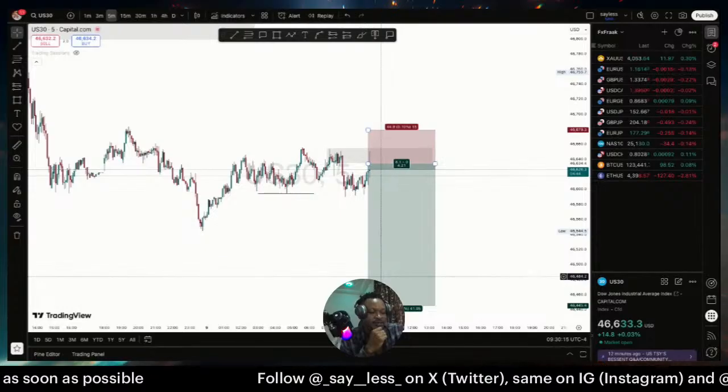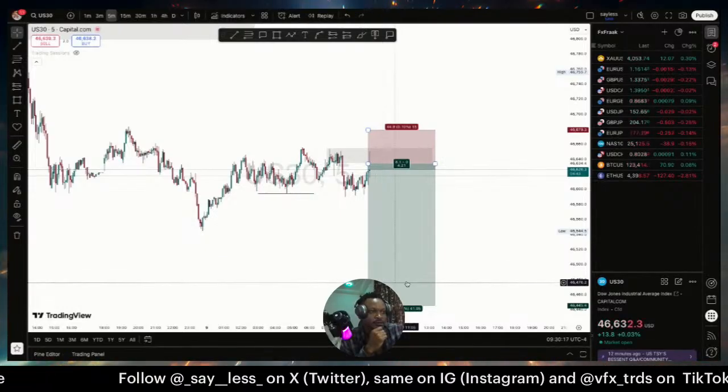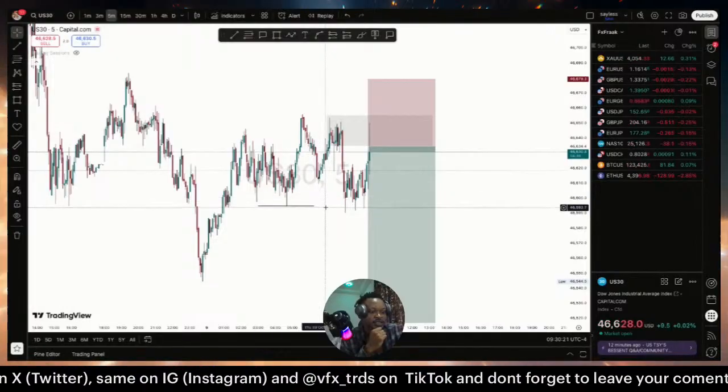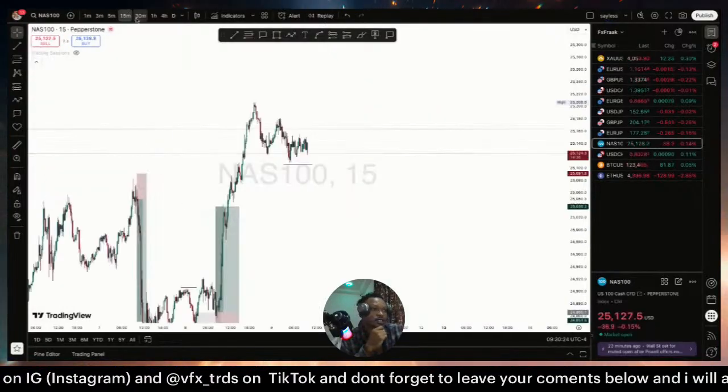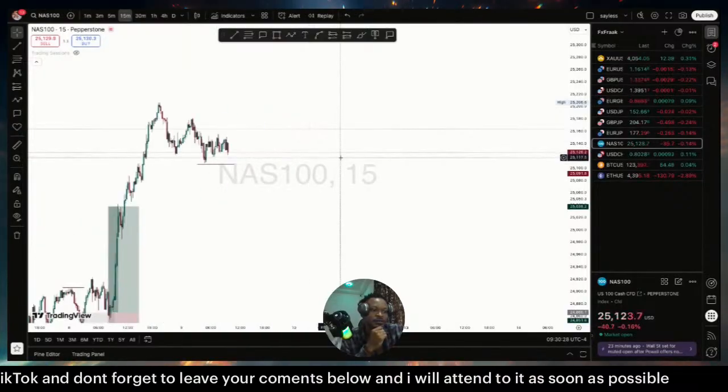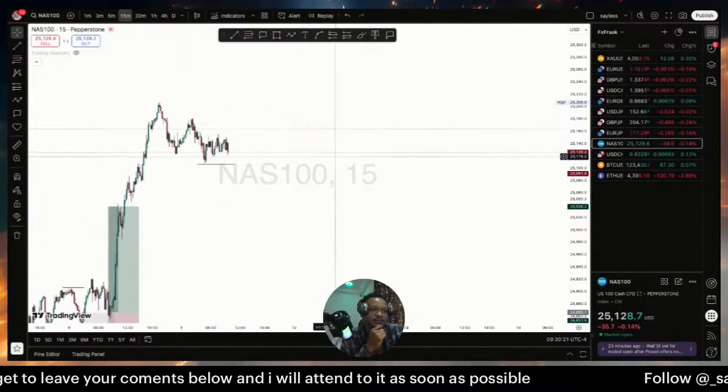I think it's rising, but it's still dancing. Let's see. First 5 minutes determines what is going to happen. Nasdaq, on the other hand, seems like it's going to go down, right? Still trying to decide.